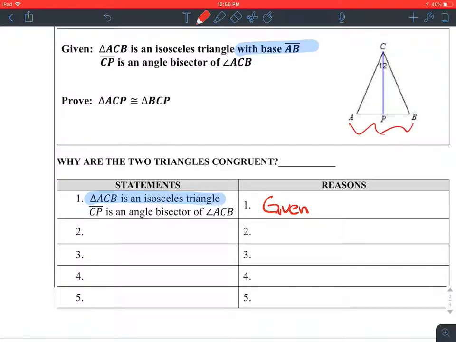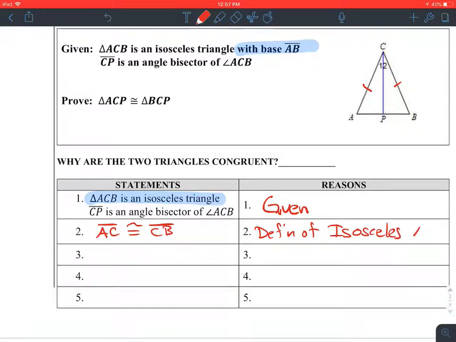So if this is the base, that means that these two sides are the legs, AC and CB, which means they have to be congruent because that's what it means to be an isosceles triangle. It means at least two sides are the same length. So we can say that segment AC is congruent to segment CB. That is definition of isosceles triangle.